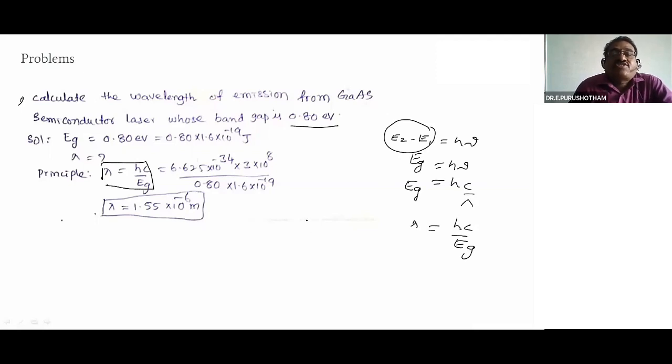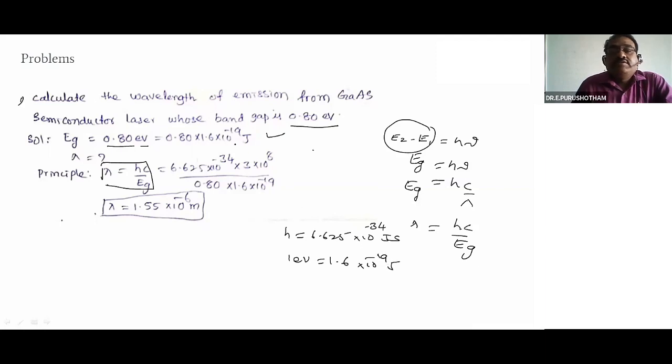What is h? Planck's constant, that is 6.625 into 10 to the power minus 34 joule second. H value, you should remember, they will not give in our examination. Here, given value energy gap, 0.8 electron volt. We should convert into SI unit, joule. So 1 electron volt is equal to how many joules? 1.6 into 10 to the power minus 19 joules.